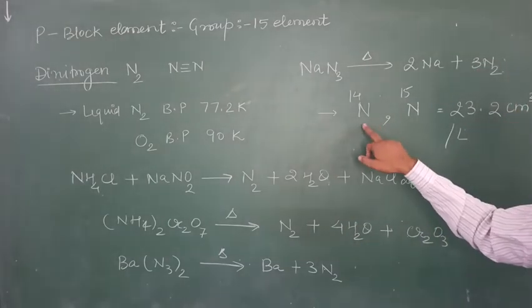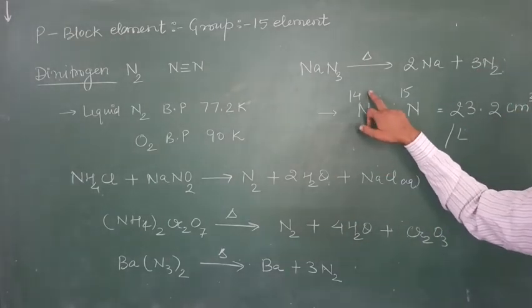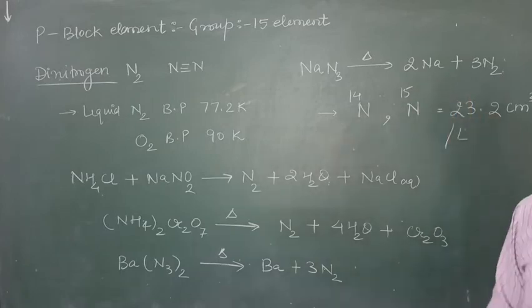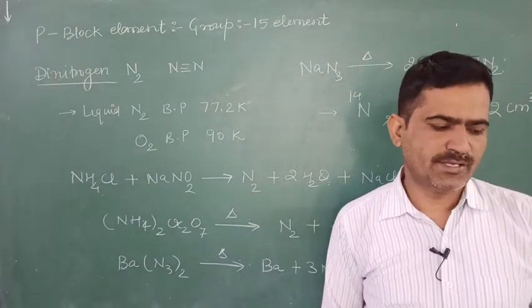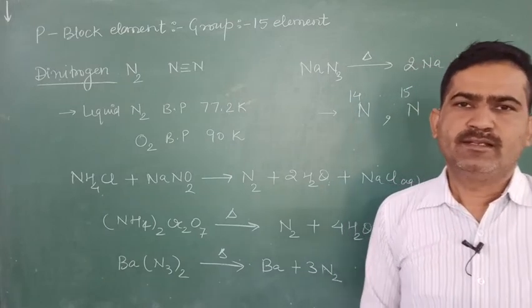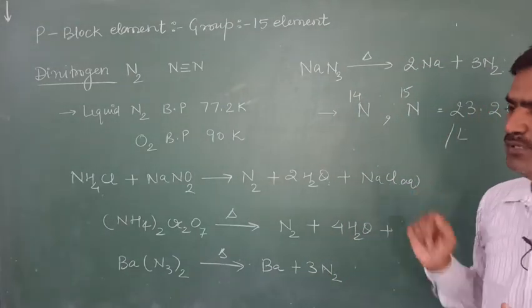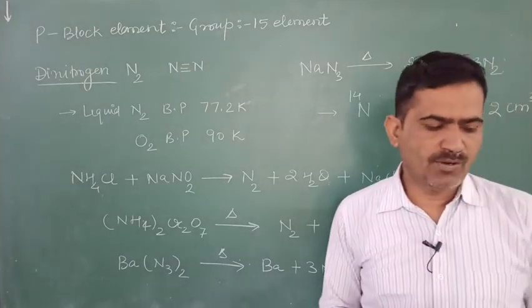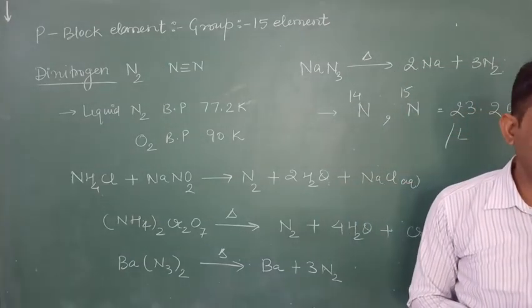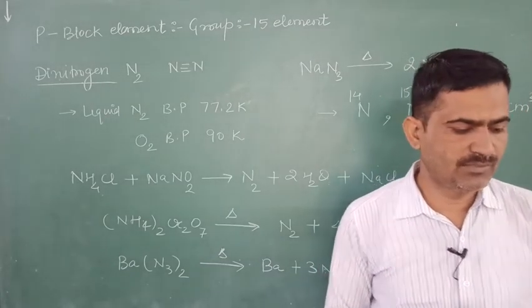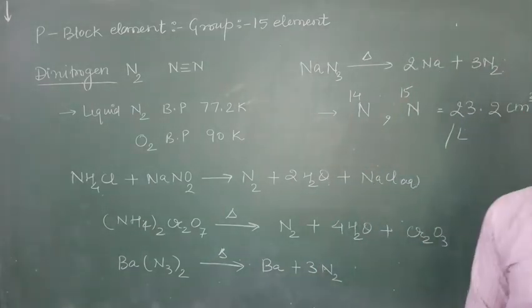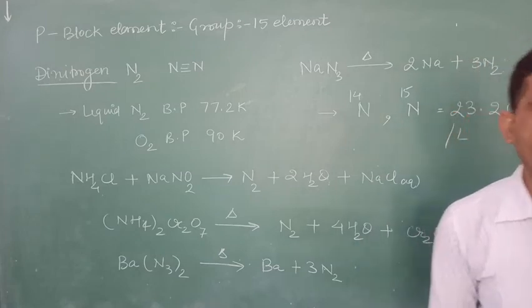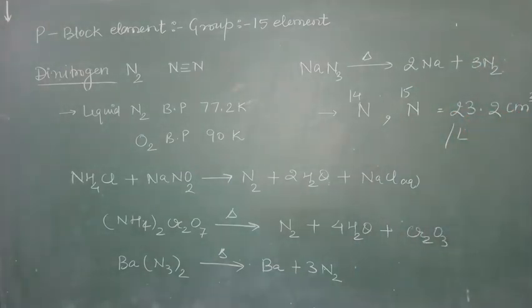Now nitrogen has two isotopes, nitrogen-14 and nitrogen-15, and nitrogen-14 is found in large quantity. Nitrogen reacts with metals to form binary compounds, just like it reacts with lithium to form lithium nitride and with magnesium to form magnesium nitride. These are the binary compounds of nitrogen.